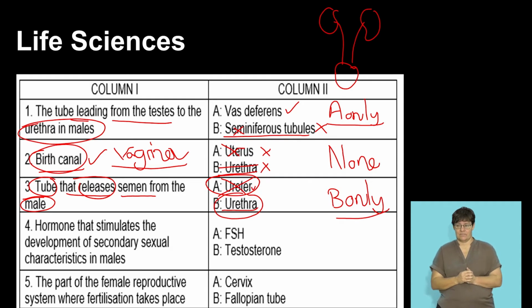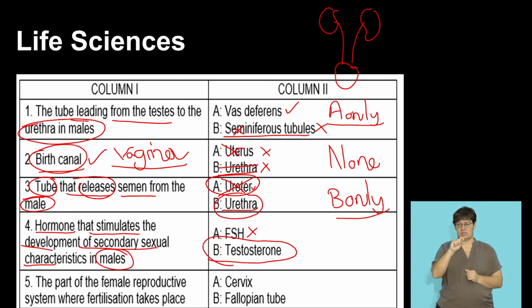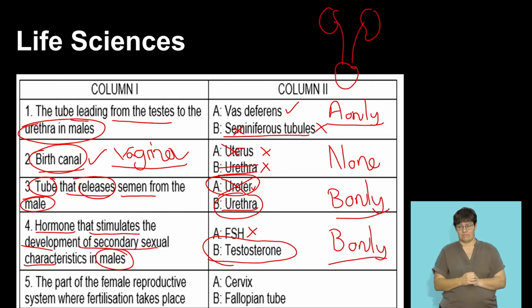Okay. The next question, number 4. It's a hormone that stimulates the development of secondary sexual characteristics in males. We were chatting about this earlier on, and we said that puberty is influenced by the hormone testosterone in males. If we look at it, FSH stimulates the development of the sperm cells. So it's not linked with the development of secondary sexual characteristics, but it is the hormone testosterone that is linked to the development of male characteristics at puberty. And so the answer here would be B only. Okay, well done if you got that.